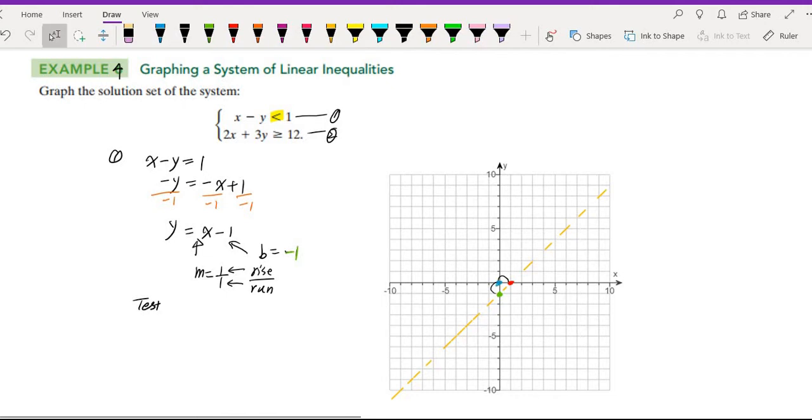It doesn't mean you can't test the other points. Okay, we're going to test 0, 0 because it's just easy. It's not on the line either. So now we're going to test this. Sub this into the inequality. I'm just going to recopy it.